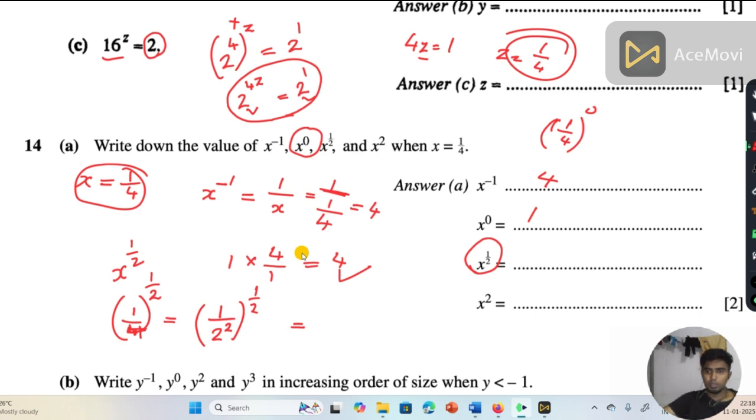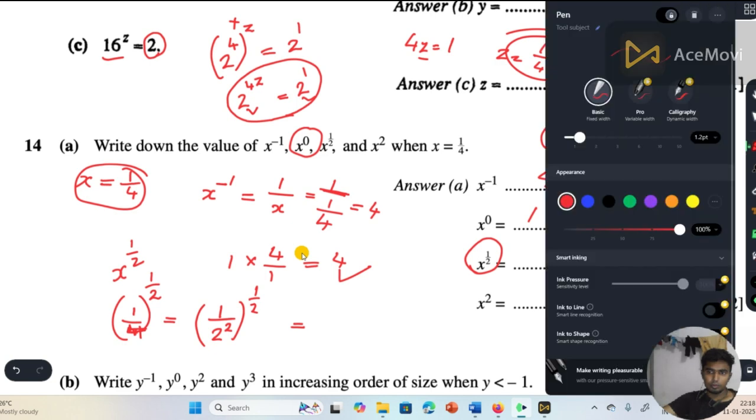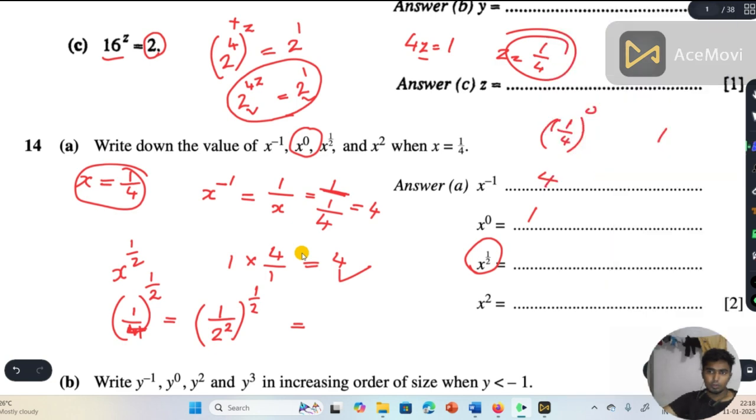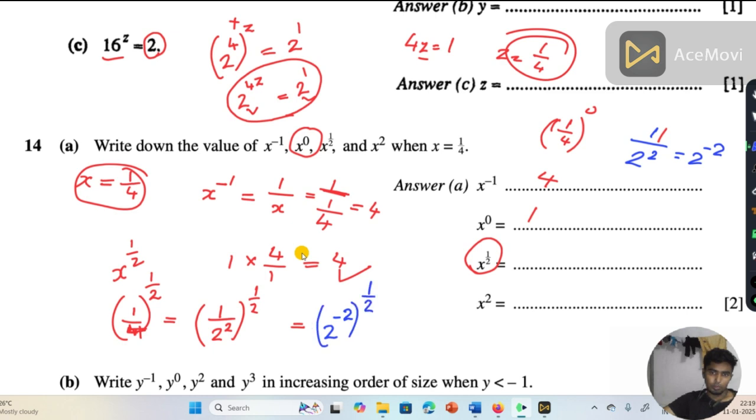So this 1 by 2 square, we can write as 2 raised to minus 2, all raised to 1 by 2. Okay, now see, this one is just a multiple, so we need to multiply this 2, that is 2 raised to minus 2 times 1 by 2. Here we can cut this 2 and 2, and the remainder is minus 1. So the answer is 2 raised to minus 1.